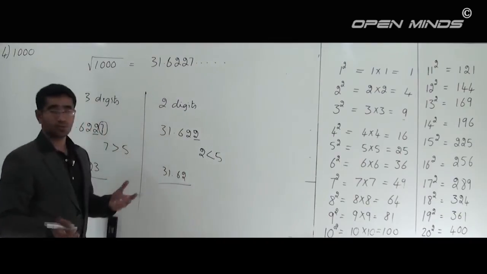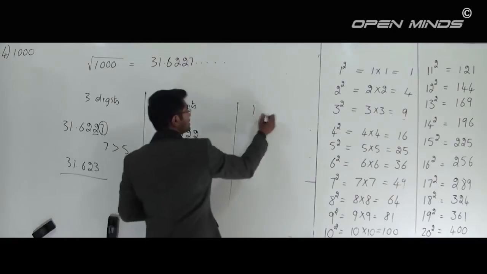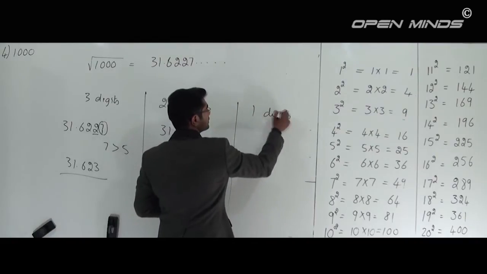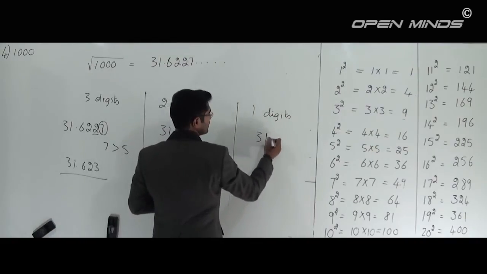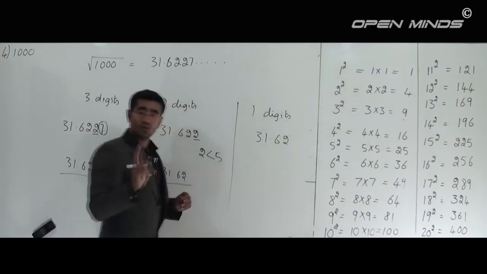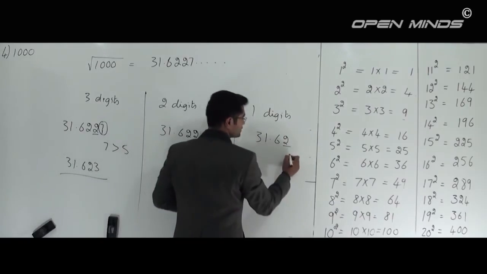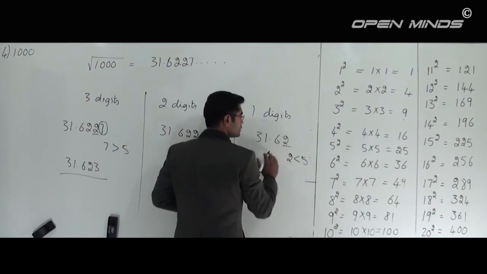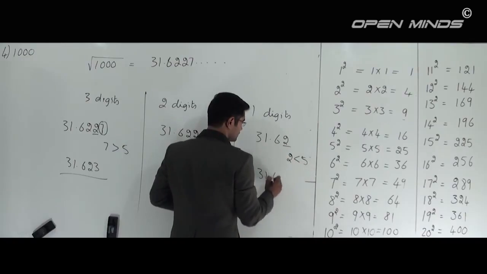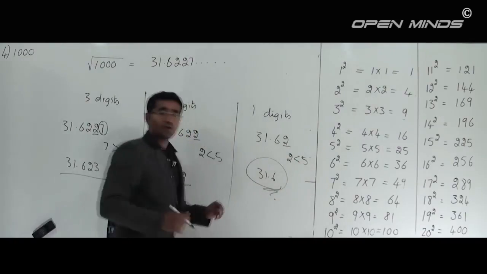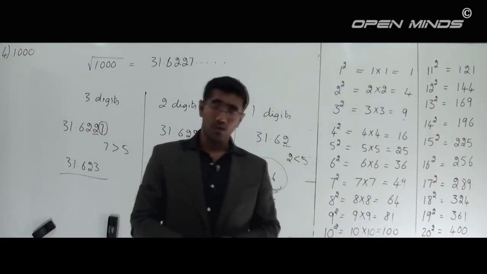That is the approximation. So the last one, for 1 digit. So what should I do now? I'll write 31.62. I'll write only 2 after the decimal. Check this guy, that is less than 5, so I'll just discard it. 31.6 is the approximation, right, to 1 digit. That is the square root of 1000. That is it.